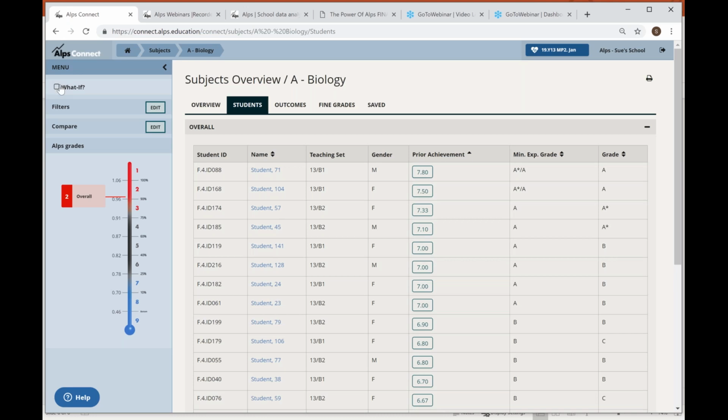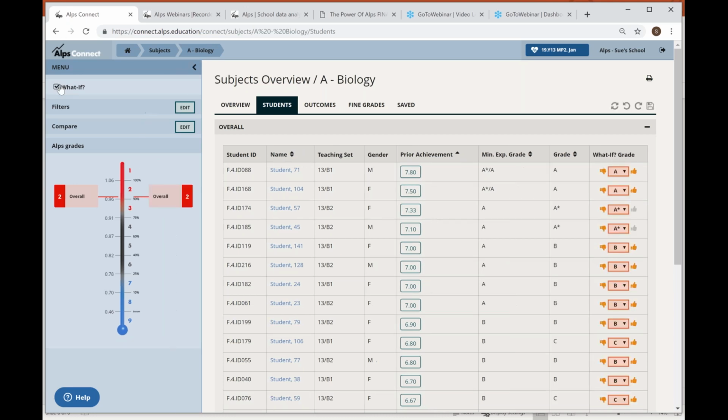If I pop on the what if tool, 2 things happen. I get a what if grade, and I get a double-edged thermometer. So I can do 2 things with this. I can start using the how do I question to say, how do I move my Alps grade from a grade 2 upwards? It's possibly not the best thing to do in this group because it's already a grade 2. But if I were to say, how do I get to a 1?